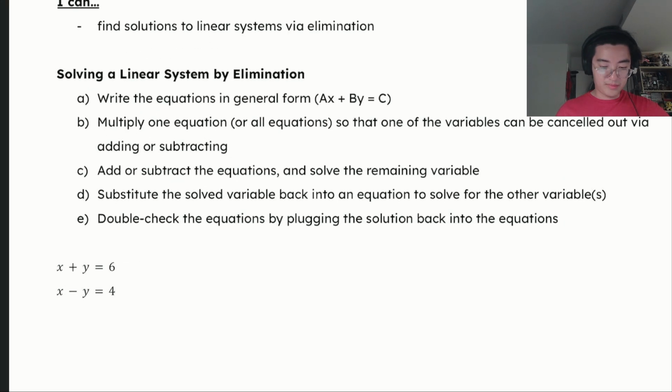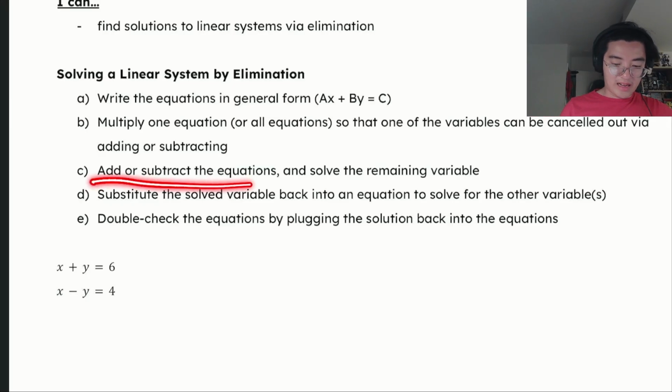Okay, so generally we want everything to be in general form: ax plus by equals c. Our goal is to cancel out one variable, because in order to solve our equations, we always want one variable in one equation. If we have one variable in one equation, we can just isolate it and figure it out from there. If we have two variables in one equation, we can't really solve it, because you have to isolate for one of them.